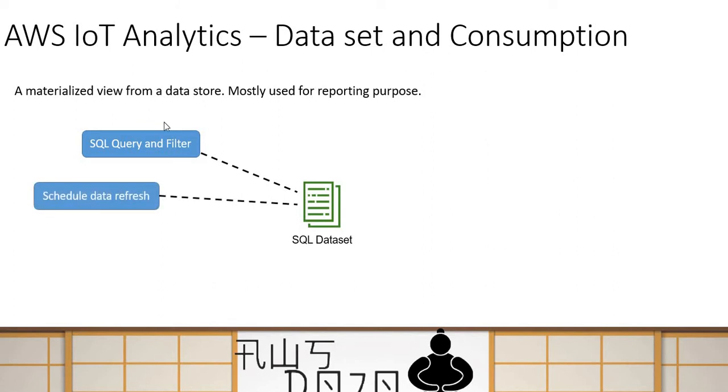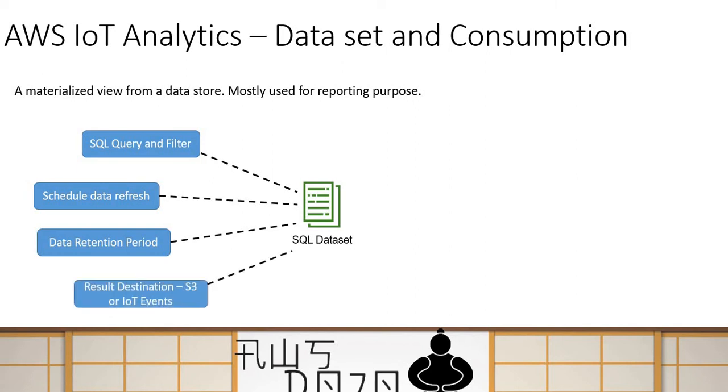Then, this materialized view is not always updated. It is updated based on the schedule. So you can define a schedule, and based on that schedule, the data in the data set will be updated based on the SQL query and filter criteria you have applied. So you can define a schedule for data refresh into data set. Then you can define a data retention period, which is for how long this data will be in the data set. I think default is 90 days if I'm not wrong, but you can choose a different duration if you want.